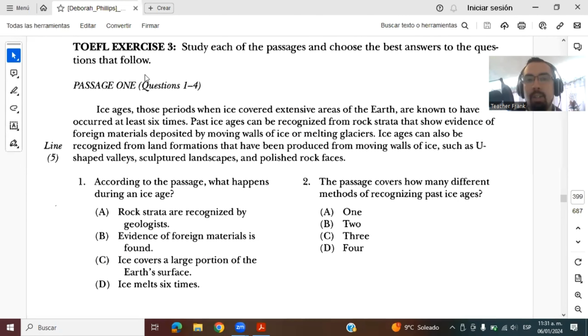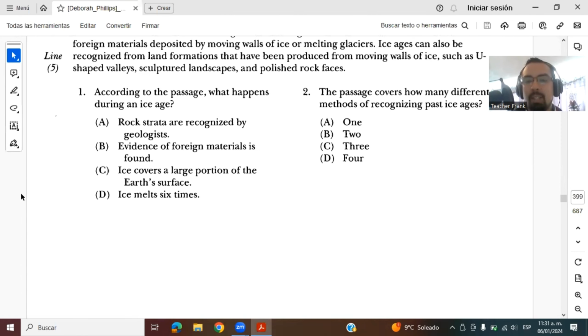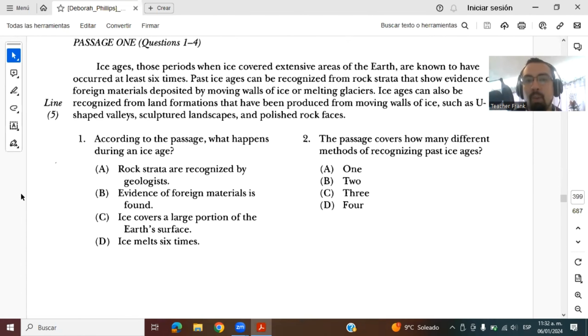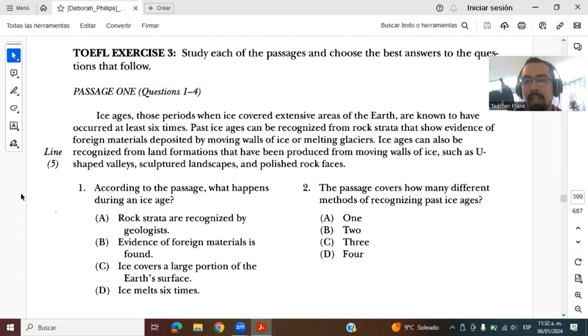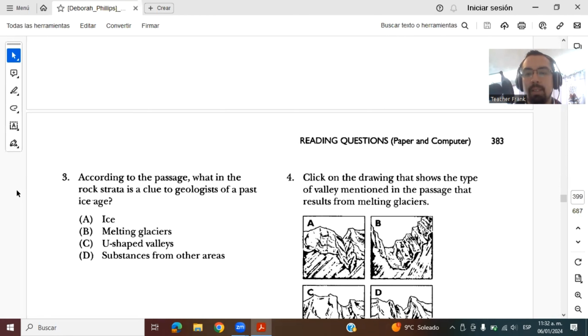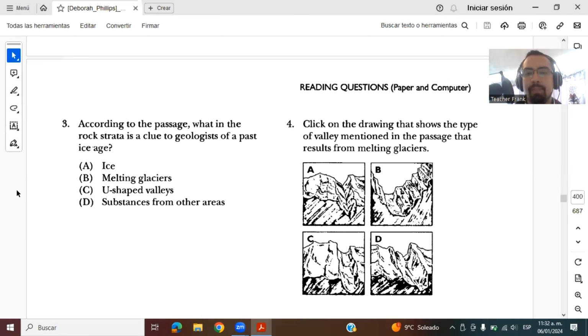Okay, so now you're gonna do passage 1 from TOEFL exercise 3, and it actually includes 4 questions. So if you wanna pause the video, read the passage, and then when you finish, we will go with the questions, okay? Good luck. Okay, so I'm going to show you number 1 and number 2, which are on the screen, and now number 3 and number 4. Okay, so in a moment we will check it. Pause the video, please.